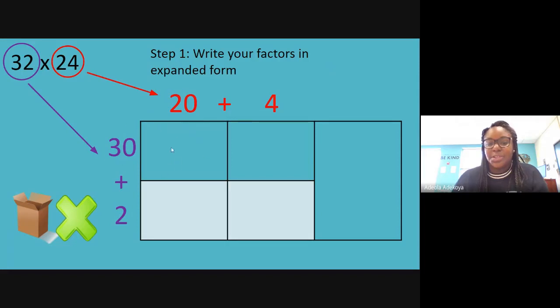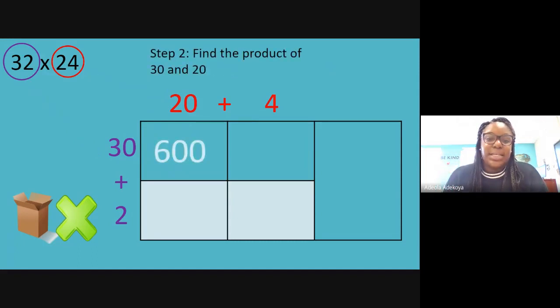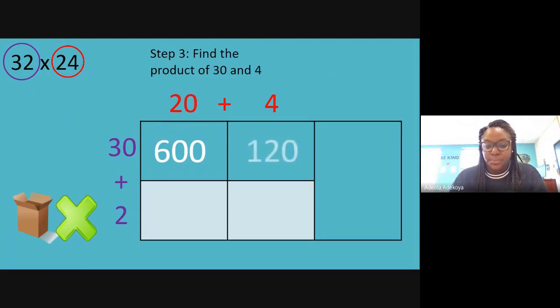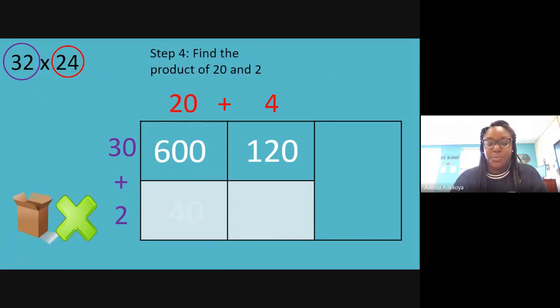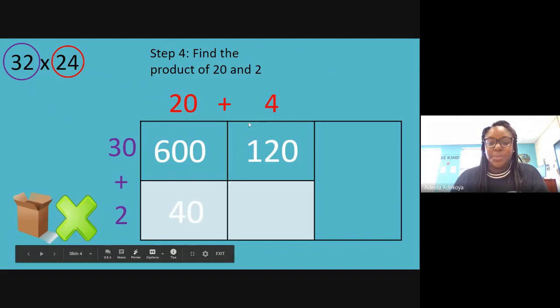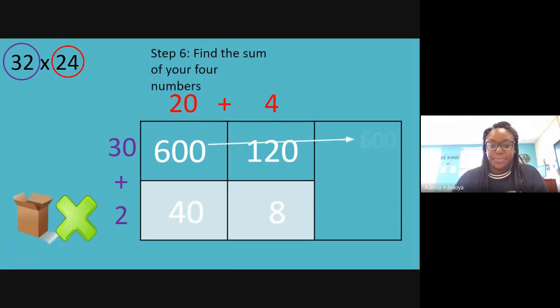I'm going to write that answer in this first box, where the two of them meet. So 20 times 30 is 600. And then I'm going to do 30 times 4, which is 120. Next step, I'm going to the next level. I'm going to multiply my 20 by 2, which will give me 40. And then I'm going to multiply my 4 by 2, which will give me 8.